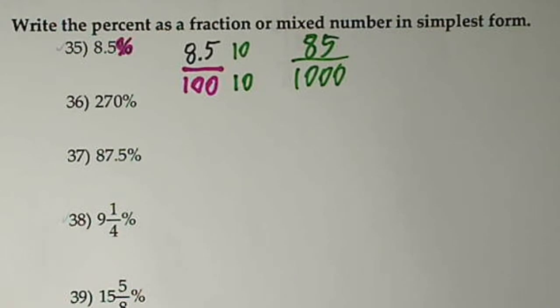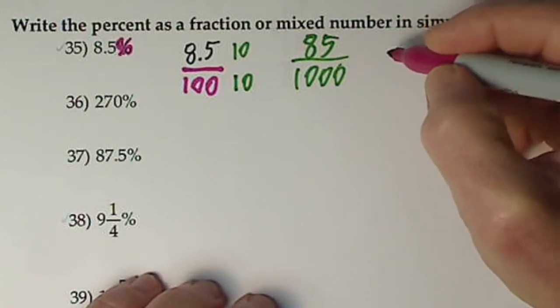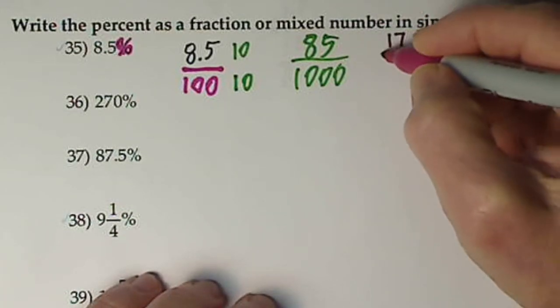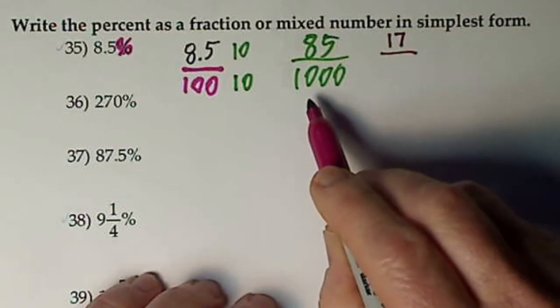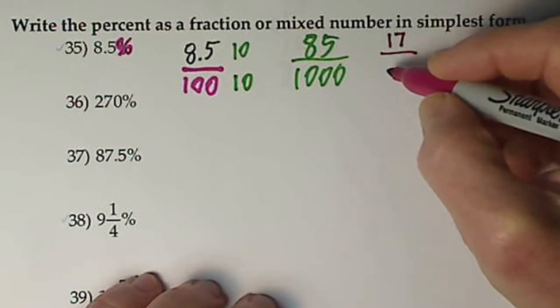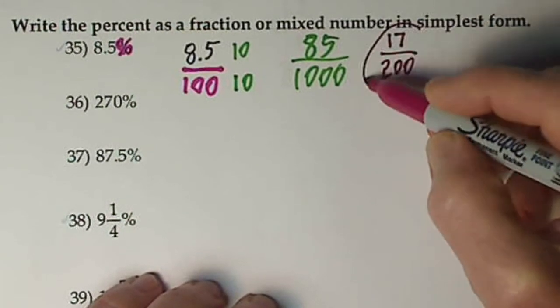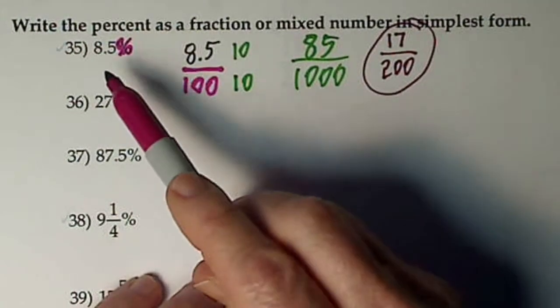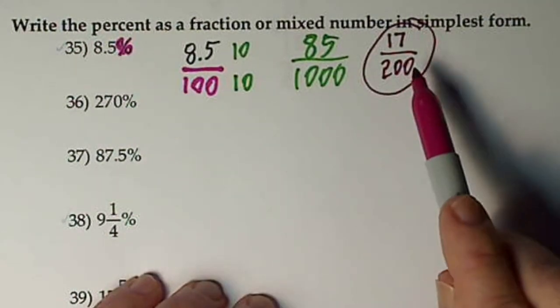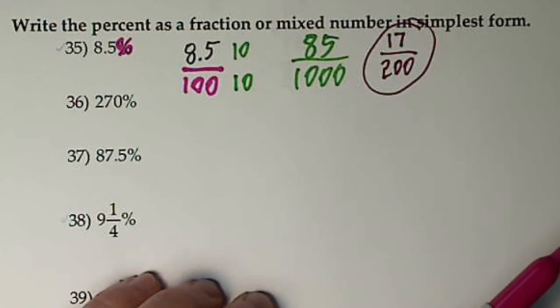And you'll have to reduce this. So 5 goes into 85, 17 times. 5 goes into 1,000, 200 times. Okay. So 8.5% is the exact same amount of stuff as 17 200ths.